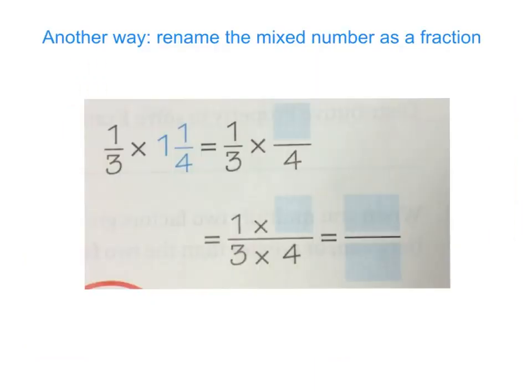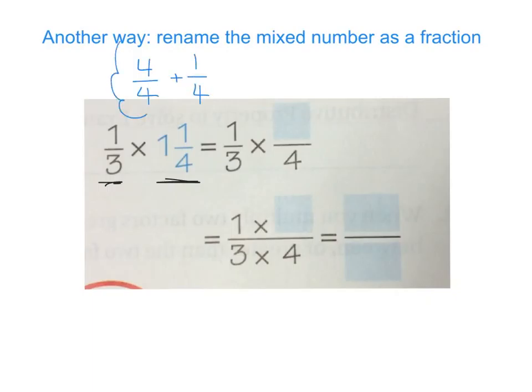You can also rename the mixed number as a fraction. Okay, so let's take a look. Is 1/3 a mixed number? No. Is 1 1/4 a mixed number? Let's improperize it. Let's turn it into an improper fraction. How can I turn 1 1/4 into an improper fraction? Adam? So I know that 1 equals 4/4. But if it's 1 1/4, that equals 5/4.